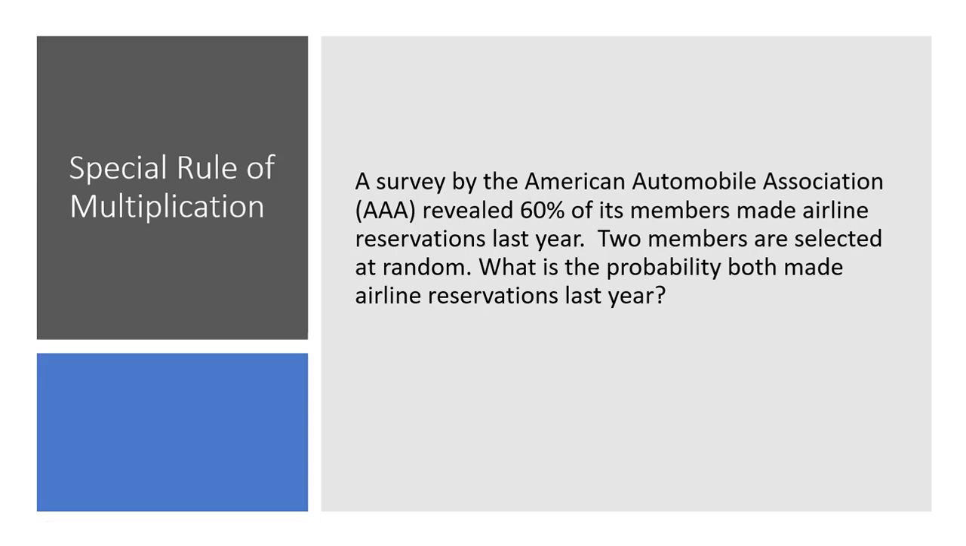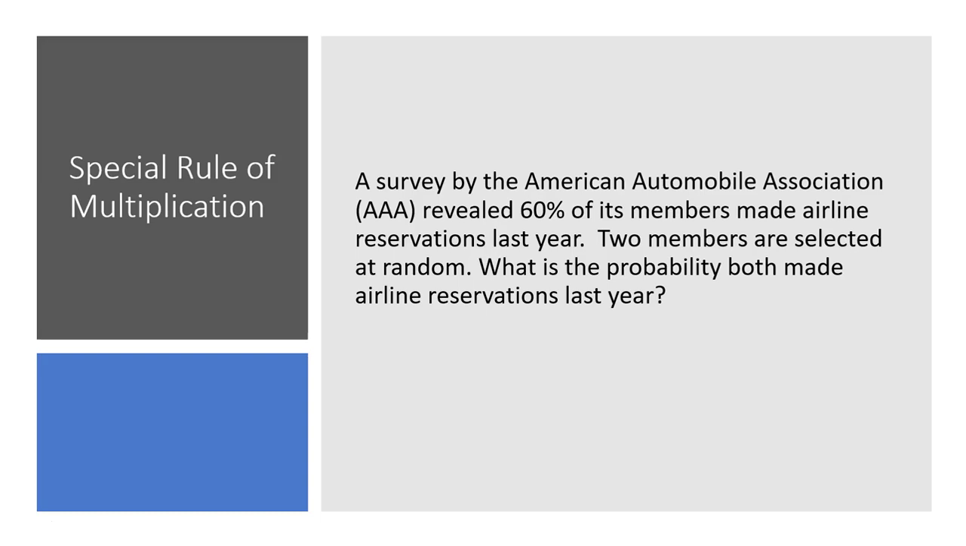Here we have an example of the American Automobile Association. 60% of the members made airline reservations last year. Two of the members were selected at random, and we want to know the probability that both of them made an airline reservation last year. We're assuming that these two members don't know each other. They're selected randomly. So we can say that these events are independent, since whether one member made an airline reservation has no effect on whether the other member made an airline reservation.